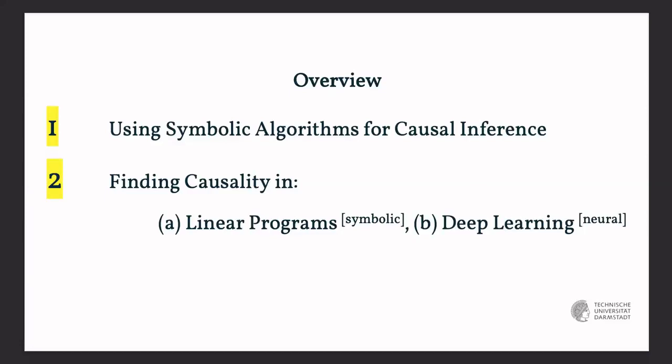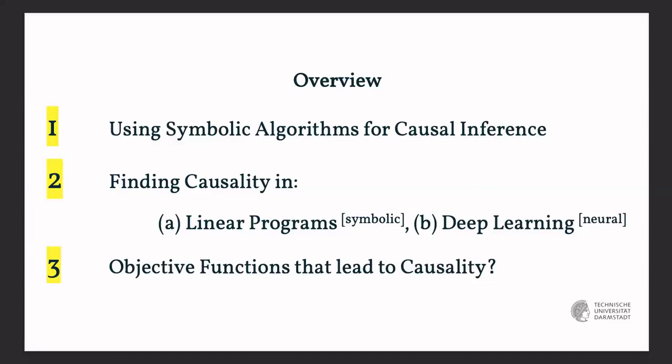And then finally, I want to ask questions about objective functions that might lead to causality, right? So can we have, in our neurosymbolic setup or just our symbolic setup, objective functions which make things more causal in a sense, right? Like an objective driven approach. So these are the three things I want to discuss in this talk specifically.